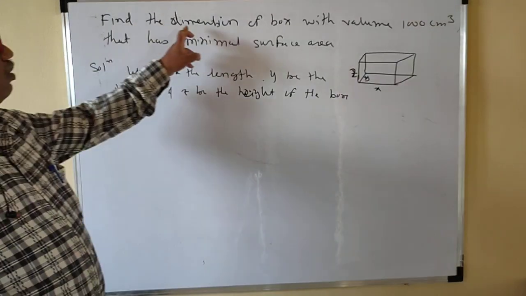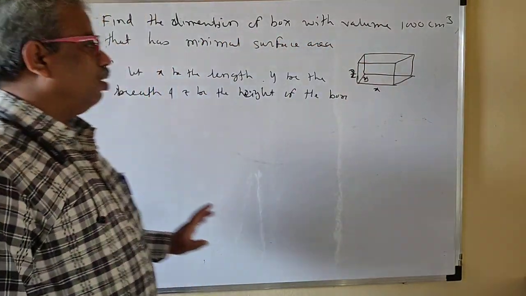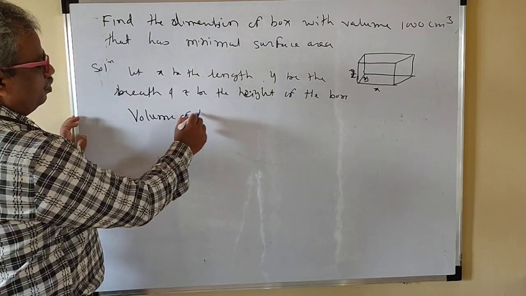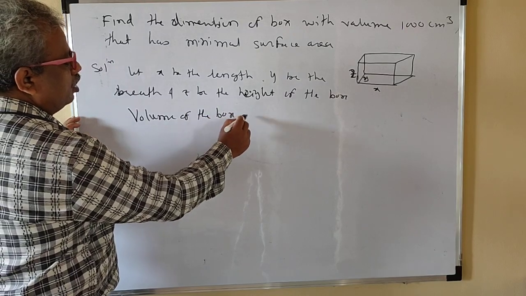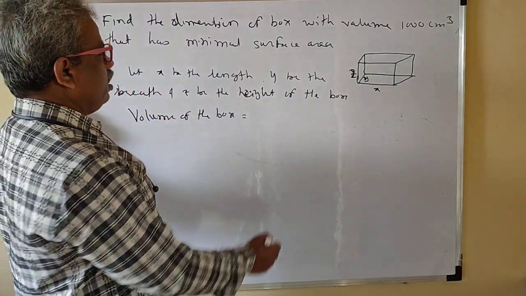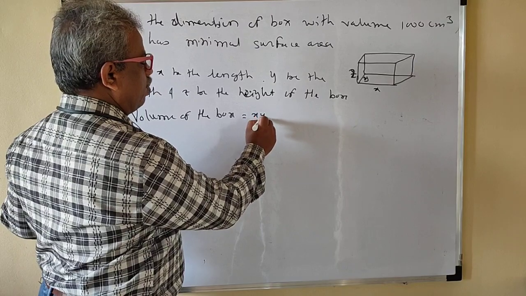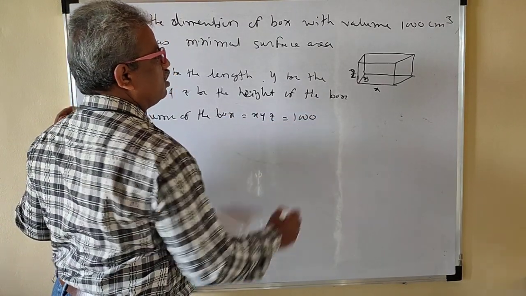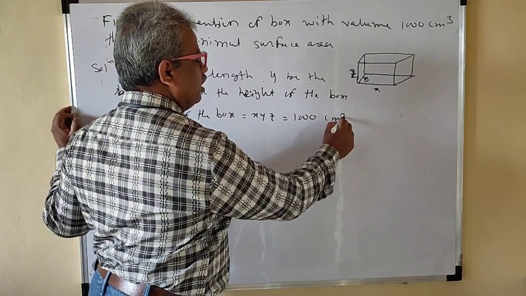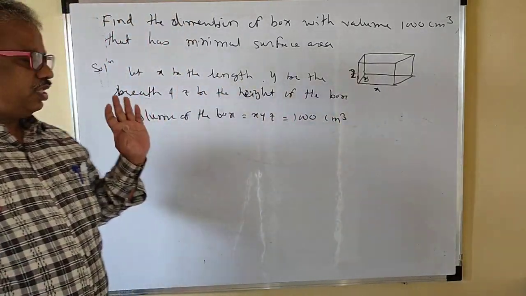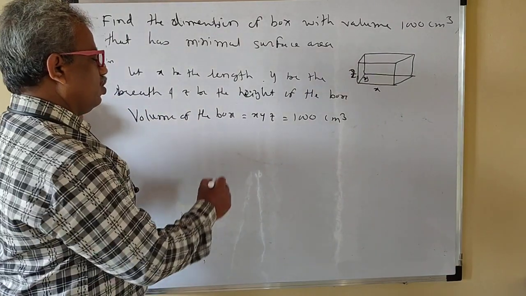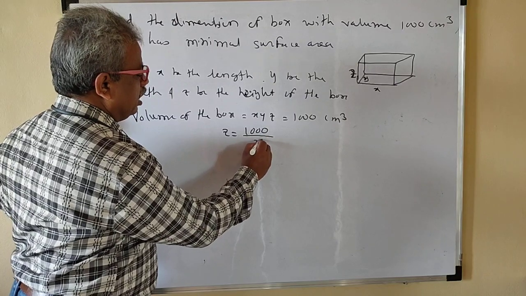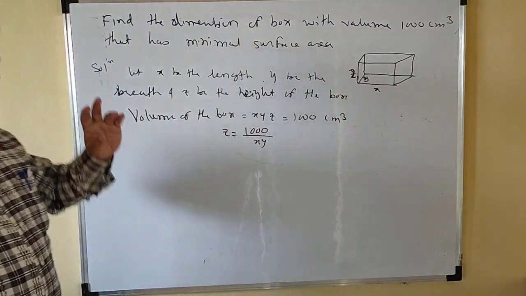Okay, so the volume of the box. This is a rectangular box, right? So the volume of the box is x, y, z. You are given that this is 1000 centimeter cube. Obviously your x, y, z are also in centimeter. So now your z will be 1000 upon xy, which converts this into two dimensions.